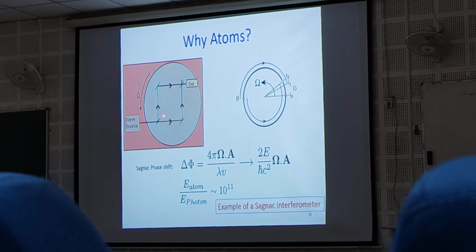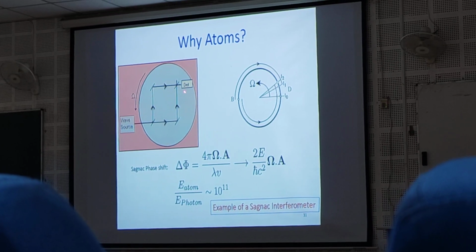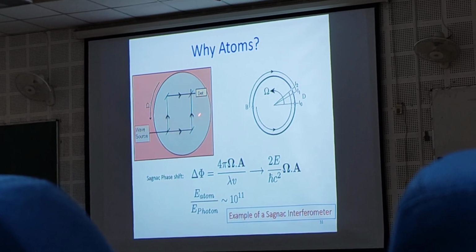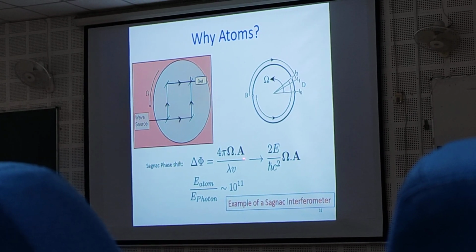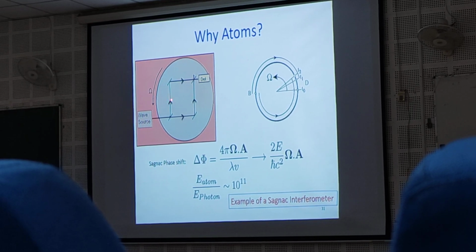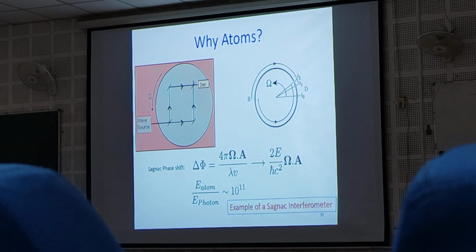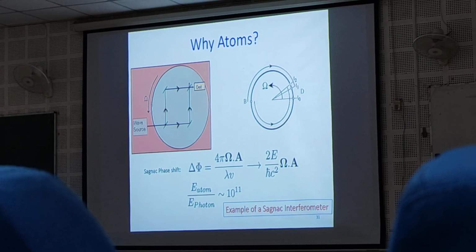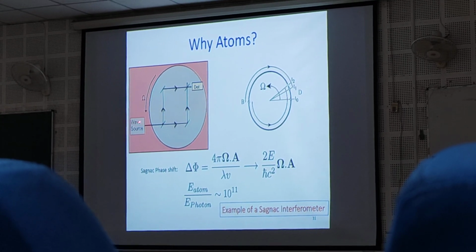Now why atoms? One example is a Sagnac interferometer, where you have a Mach-Zehnder interferometer on a rotating table. The phase shift that is picked up on such an interferometer at the detector is proportional to the rate of rotation and the area that is covered. So one can use a rotating Mach-Zehnder interferometer to build a gyroscope to detect rotation, to make rotation sensors. In fact, people use laser gyros to build this.